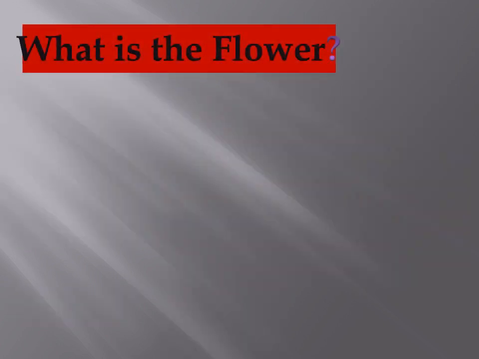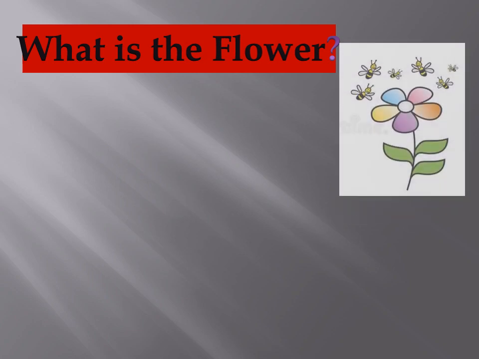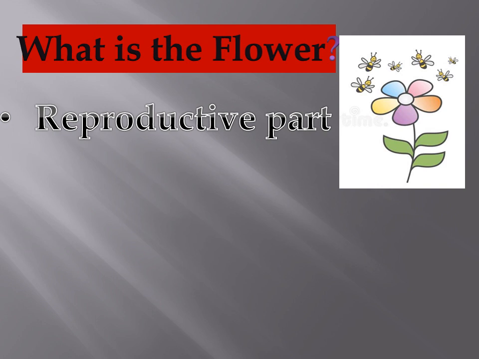Let's start with what is the flower. Flower is the reproductive part of the plant. It means that it is the only organ of the plant that takes part in the reproduction of the plants because it has male and female sex organs for the reproduction of the plants.